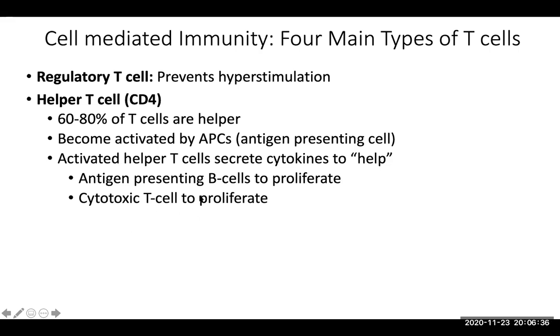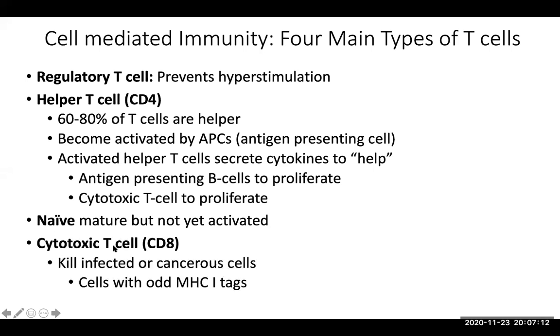Cytotoxic T cells, on the other hand, are also activated by activated helper T cells, and they will seek out, hunt and kill the specific pathogen. And you will also make some memory cytotoxic T cells as well. Another group of T cells would just be naive. They have not encountered any antigen yet. They're not active. They're just sitting and waiting. And then, of course, there's the cytotoxic T cells that I talked about here already. They kill infected or cancerous cells.